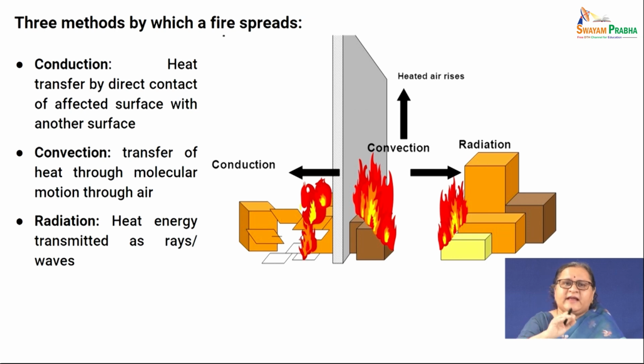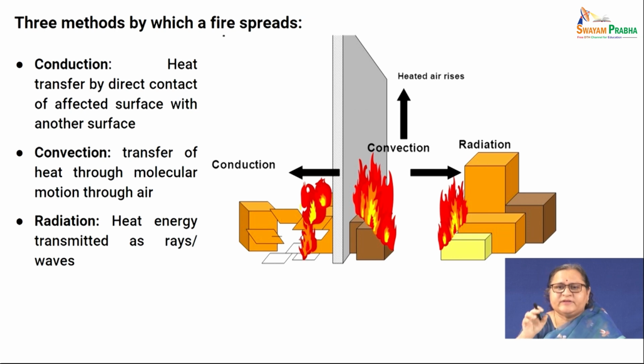As I was telling, a flashover can lead to another flashover, can lead to another fire, can burn the next substance. So, the three mechanisms, because you all have studied science at some point of your education: conduction, convection and radiation are the three ways. Conduction is transfer by direct contact of the affected surface with another surface. So, you are conducting heat from one material to another material through another material and it is getting to the next place. Convection is the transfer of heat through the molecular motion of air or water or any fluid.